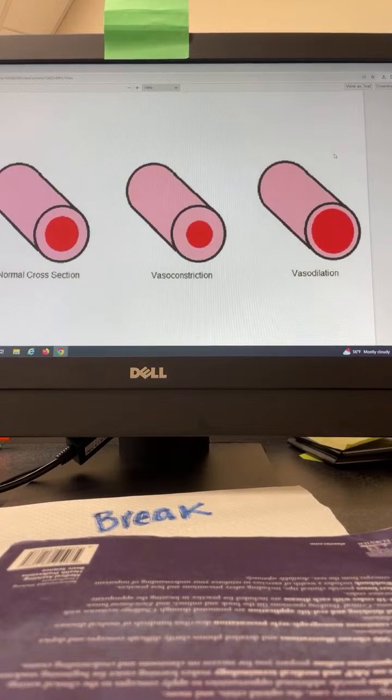Here's a picture of what vasoconstriction and vasodilation looks like. So normal on the far left, vasoconstriction is when it's squeezed tight, vasodilation is when it's bigger, just like the pupil with constriction and dilation.